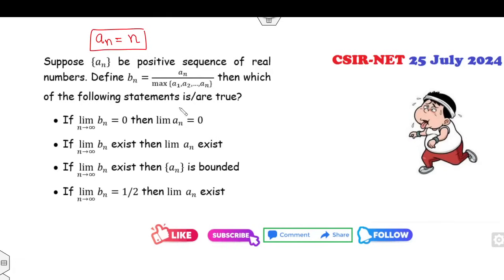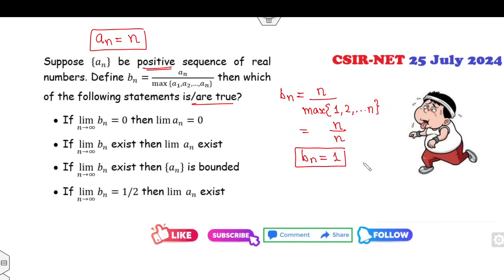If a_n is n, which of the following statements is true? If a_n is n, what is my b_n? b_n is a_n over the maximum of a_1, a_2, a_3, up to a_n. So what is the maximum of this? Because n is a positive sequence, the maximum is n. So therefore b_n will be 1, as n approaches infinity.